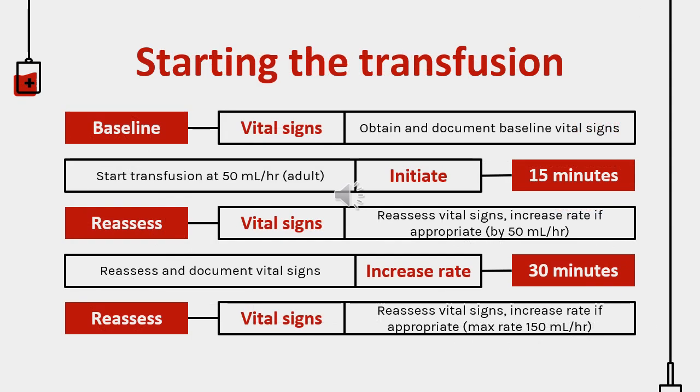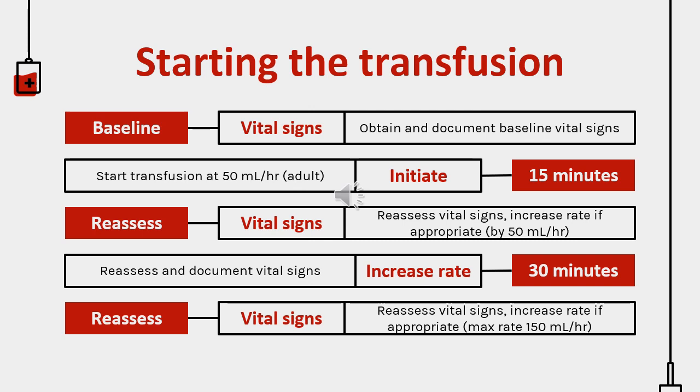Starting the transfusion. Prior to beginning transfusion, the nurse will be obtaining a baseline set of vital signs. The transfusion for an adult patient will begin at 50 mL per hour. The nurse will remain at bedside for the first 15 minutes. After 15 minutes, the nurse will reassess the patient vital signs. If no signs or symptoms of transfusion-based reaction are present, the nurse may increase the transfusion rate to 100 mL per hour.